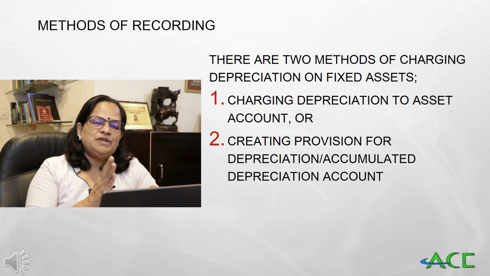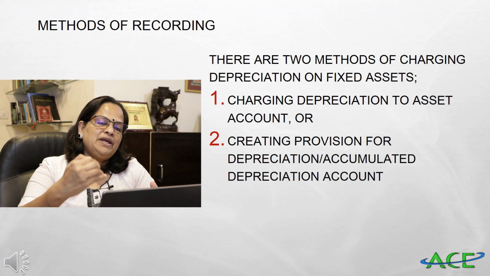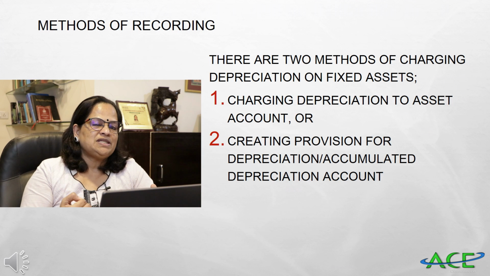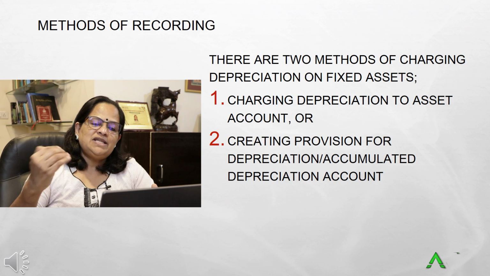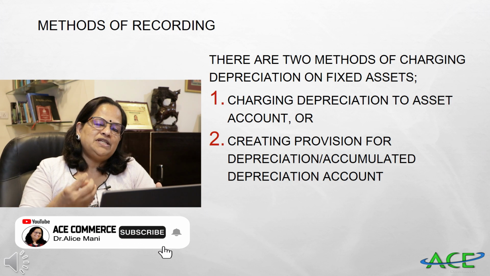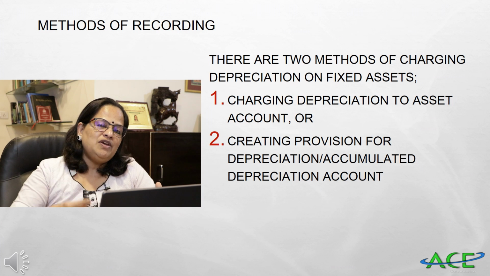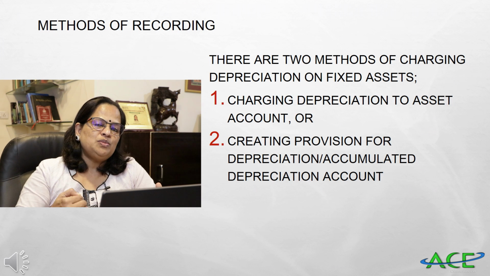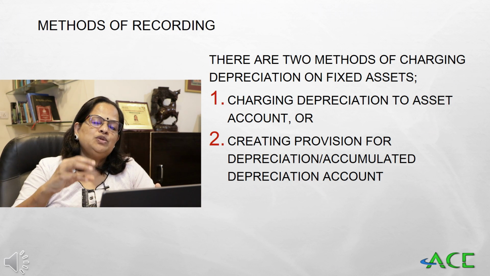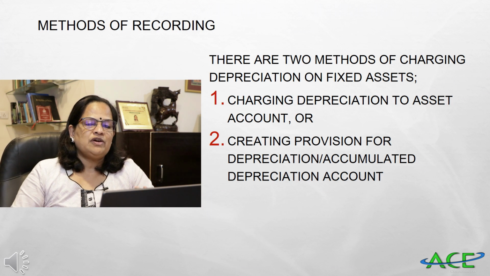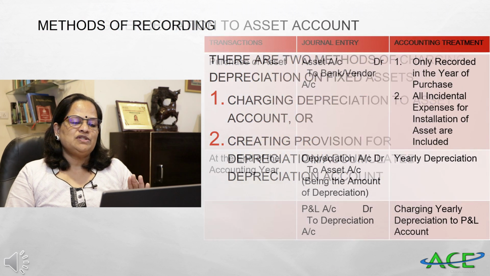In the first method, charging depreciation to asset account, the asset value will appear in the balance sheet at the written down value, and every year depreciation we will be charging to profit and loss account. It's an expense, so it will be debited to profit and loss account. Whereas in creating provision for depreciation or accumulated depreciation account, whatever depreciation we are providing, we are creating a provision and investing outside the business organization. So when the asset has to be replaced, we will use this value to buy a new asset, but the asset value will appear at the original cost in the books of accounts. I am going to explain this again.